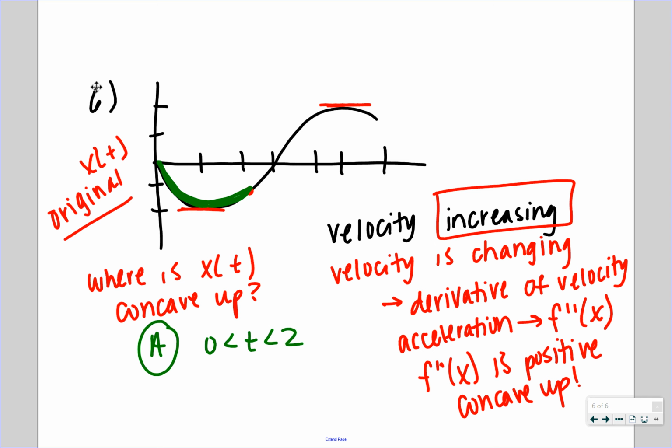You had to be able to relate the fact that velocity, first of all, is your first derivative. If I want to change velocity, that means I take a derivative of velocity. The change in velocity is acceleration, and my acceleration is my second derivative, which on a graph is represented by concavity. So if my velocity is increasing, my second derivative is positive, which means I was concave up. That's really how to make those connections.